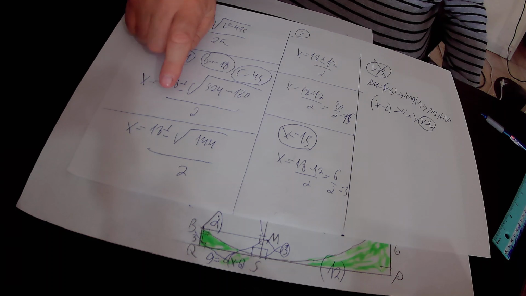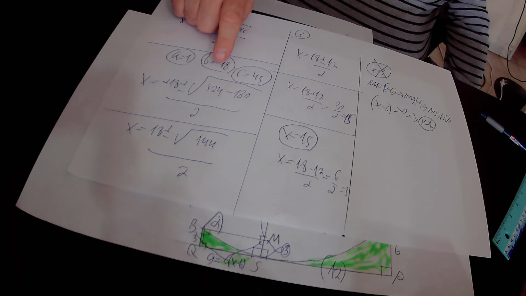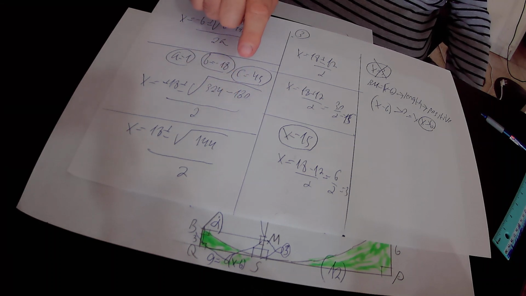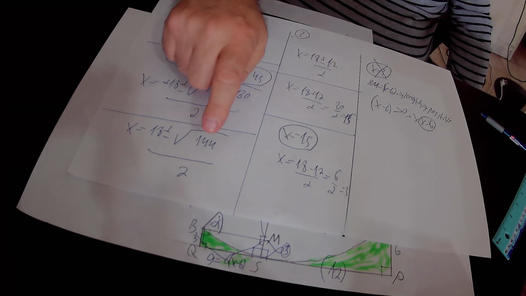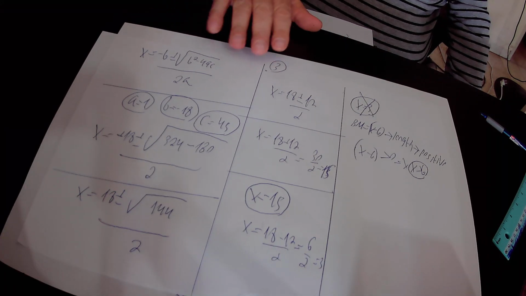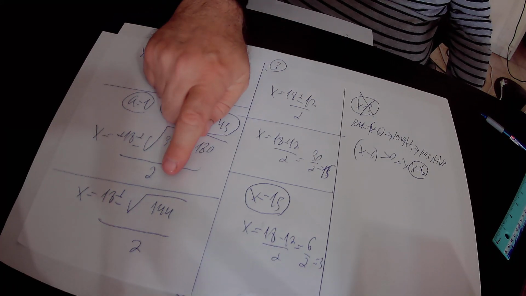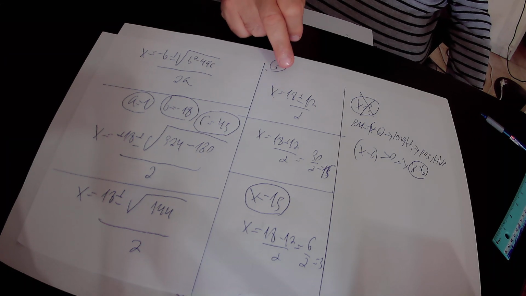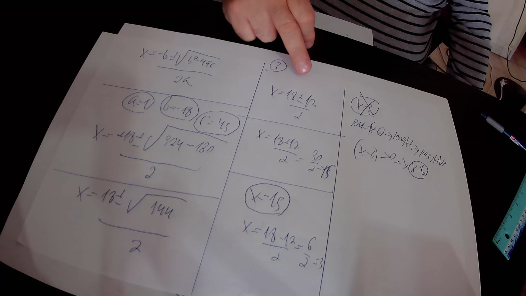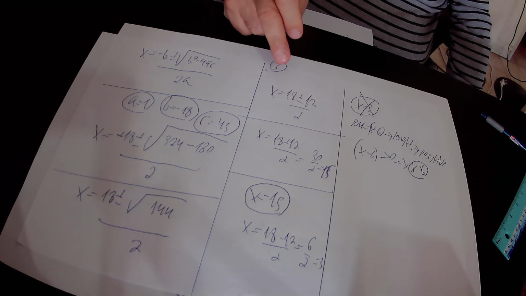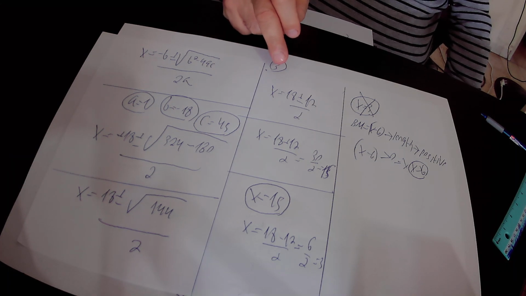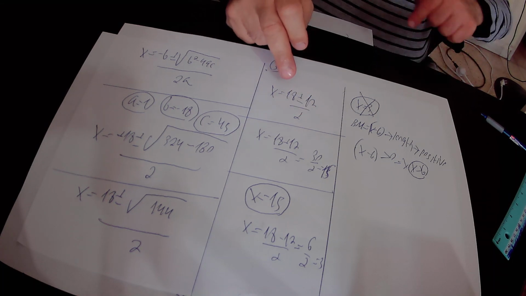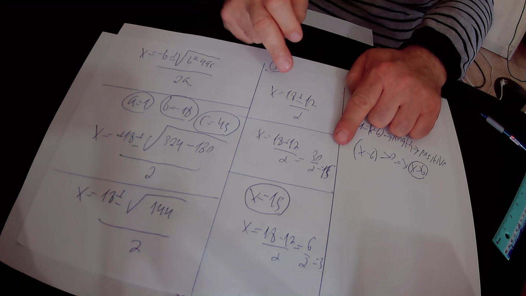So x equals 18 plus or minus the square root of 324 minus 180, which is 144, so inside the root we are left with only 144, divided by 2. So x equals 18 plus or minus the square root of 144, which is 12, over 2. So x equals 18 plus or minus 12 over 2. Here we will have two possible solutions for x. The first solution is that x equals 18 plus 12 over 2. 18 plus 12 is 30 and 30 over 2 is 15.